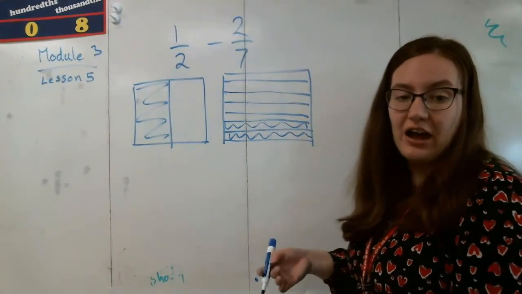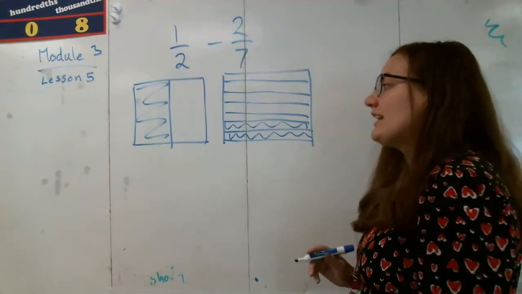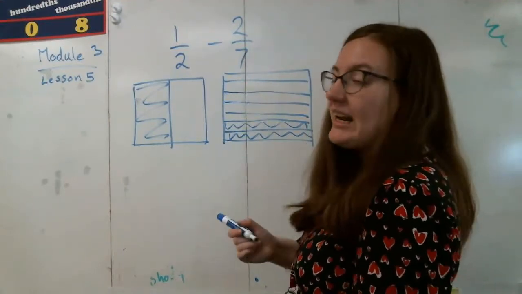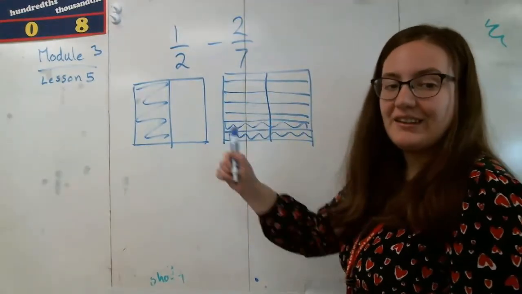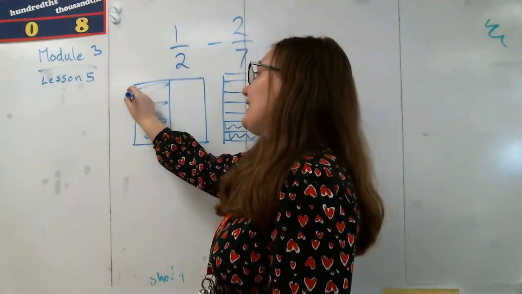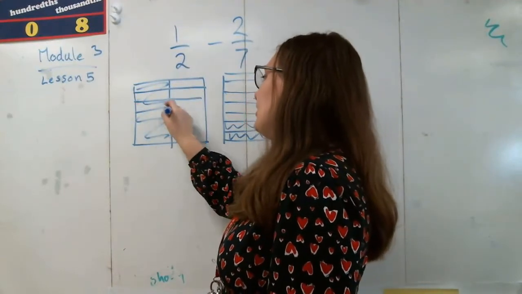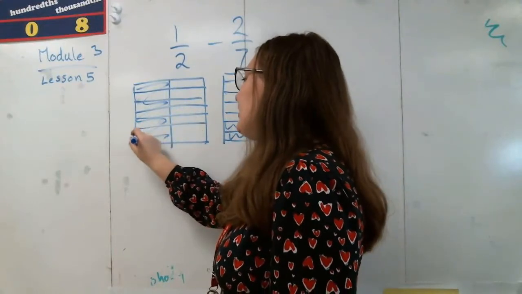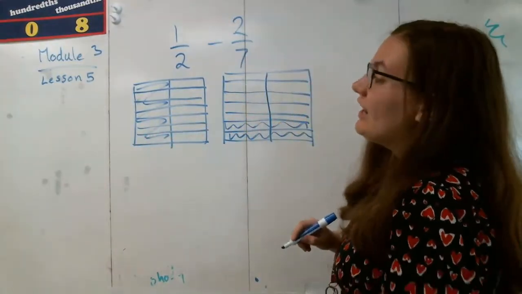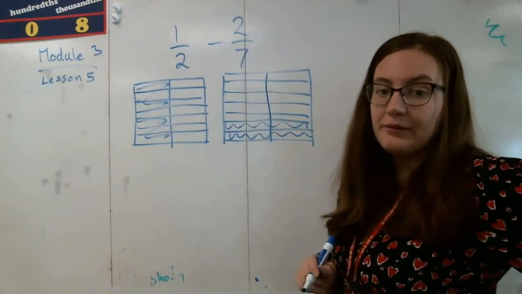And now I need to find that common denominator. So I need to make sure both of my models look the same. So to do that, this one was cut in half, so this one needs to be cut in half, and then this one was cut into sevenths, so this one also needs to be cut into sevenths. So going across, 1, 2, 3, 4, 5, 6, 7. Good. So now my models look the same and have that common denominator.